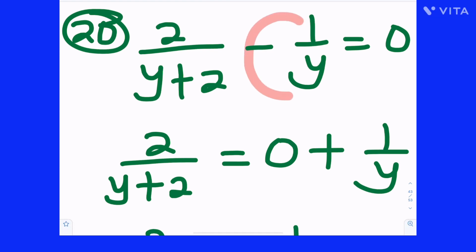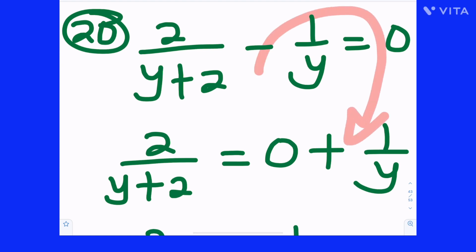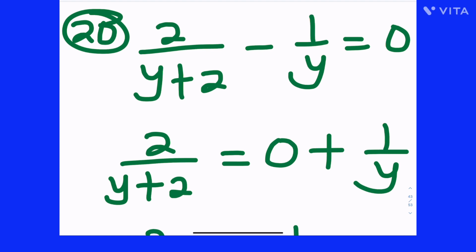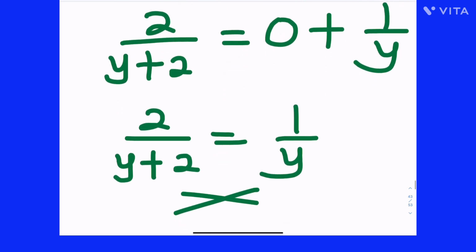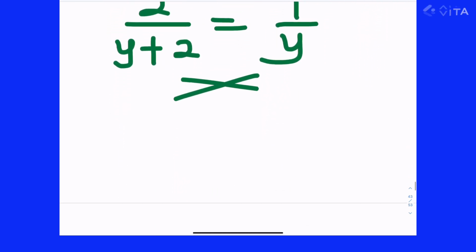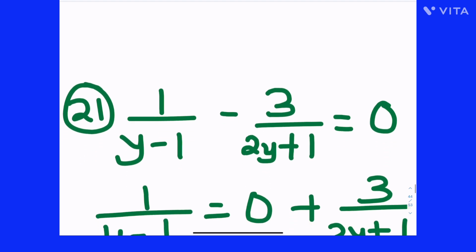Take minus 1 over y to the right. You get 0 plus. When it crosses this equality sign, it becomes what? 0 plus 1 over y. So what does that give me? 2 over y plus 2 is equal to 1 over y. You cross multiply and complete the rest yourself.